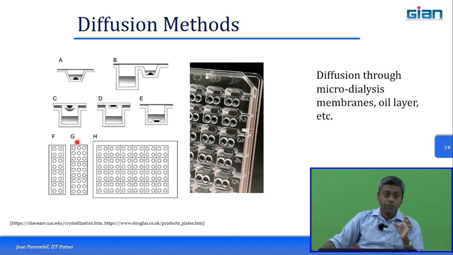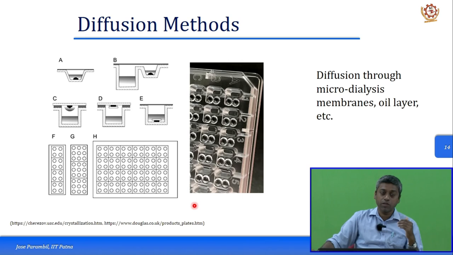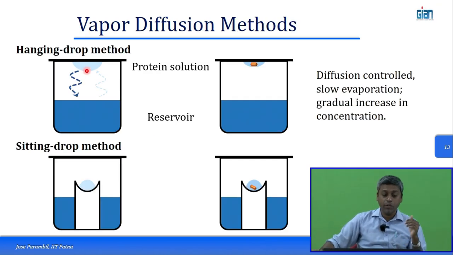Depending on the type of experiment you have to do, the well structures might also be different. It might be optimized for sitting drop, it might be optimized for hanging drop, and so on. Typically, the volume of the components that you need to add to this solution might be 1 microliter, 5 microliters, and so on.